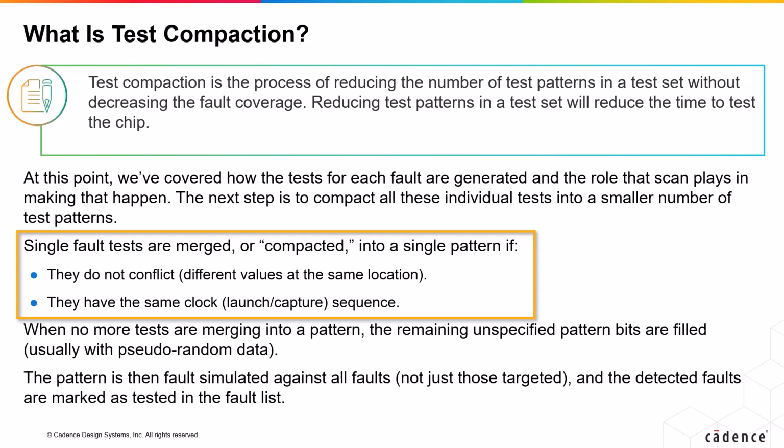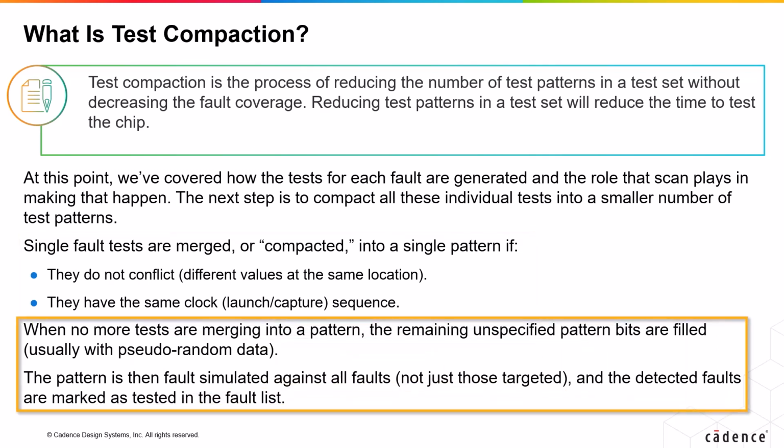The compaction program maintains buckets of patterns with compatible clocking, and keeps track of how often a new test is merged into a particular pattern. Based on user-selectable criteria, the program will decide when it appears that no more tests are merging into a pattern. The remaining unspecified bits of the scan load are filled, usually with random data. The pattern is then passed to the fault simulator.